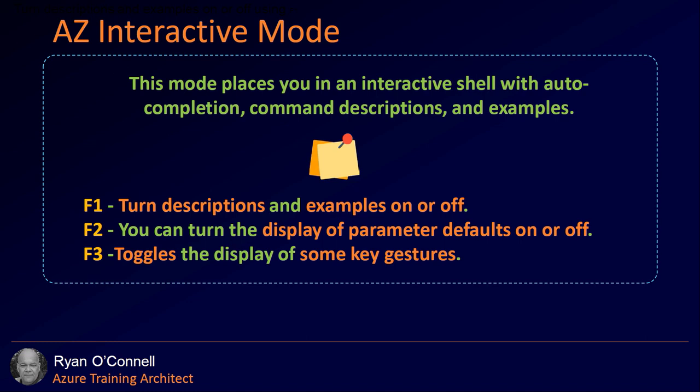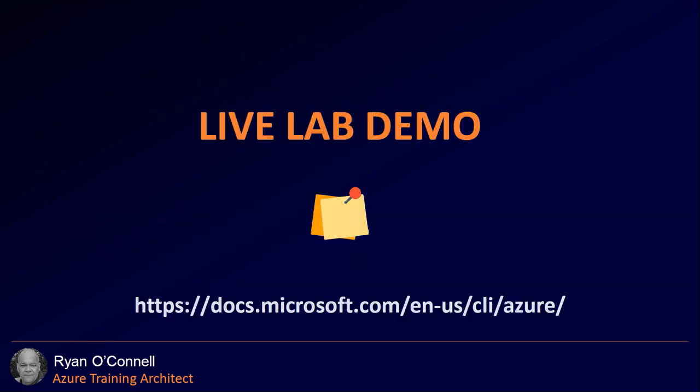The CLI also has interactive mode. This is still in preview mode. This mode places you in an interactive shell with auto completion commands, descriptions, and examples. F1 turns the examples on and off. F2, you can display the parameter defaults, and you can turn those on or off. And of course, F3 toggles the display of some key gestures. Again, we'll go through a very basic overview of this in our lab.